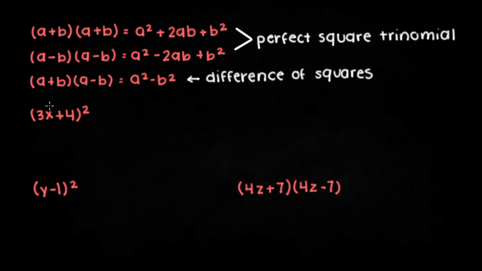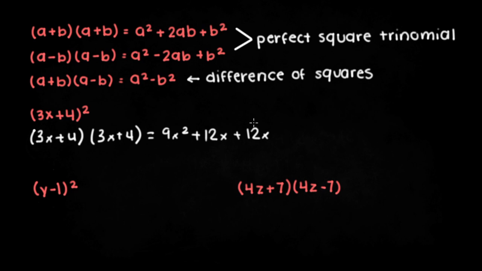So for this first example, let's not use these shortcuts. Let's do it by ourselves. Let's use FOIL. So when we expand it, we get (3x plus 4) times (3x plus 4). And when we multiply our first two terms together, we get 3x times 3x is equal to 9x squared. And then our outer terms, we get 3x times 4, which is 12x. Our inner terms, which is 4 times 3x, which is also 12x. And our last term, which is 4 times 4, which is 16.